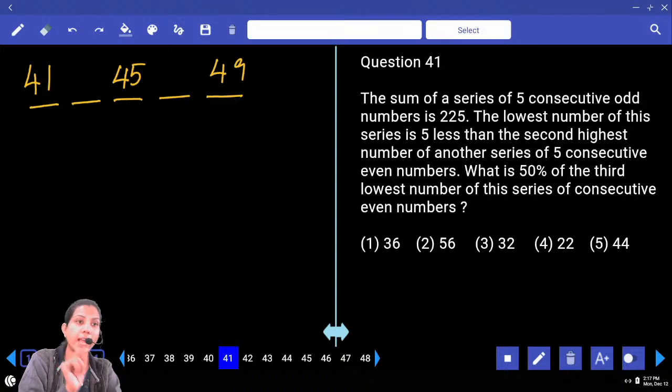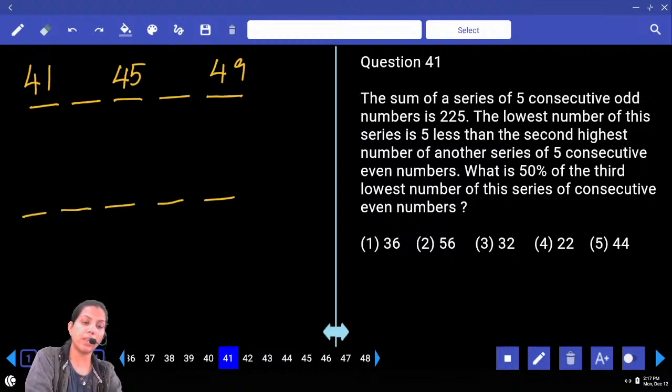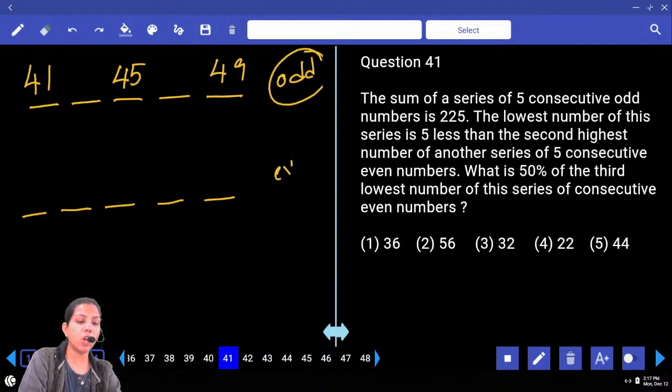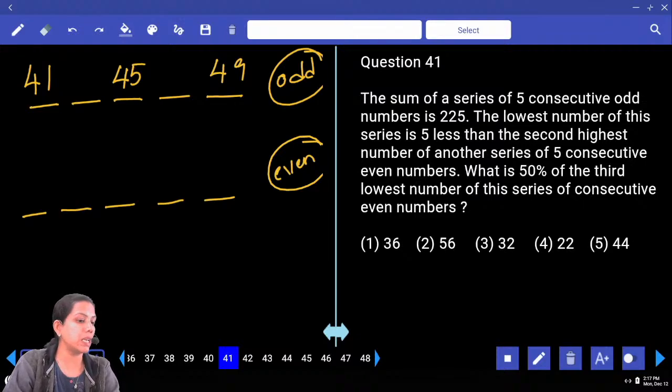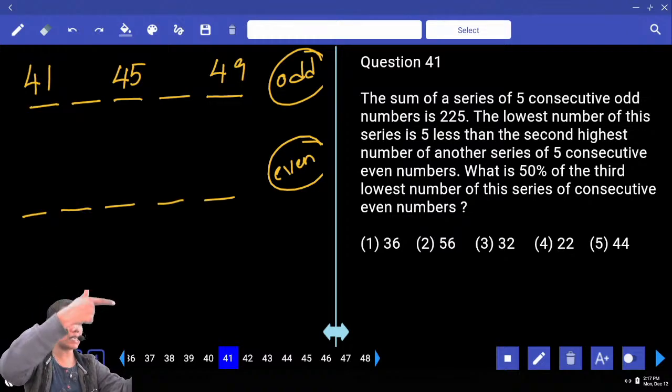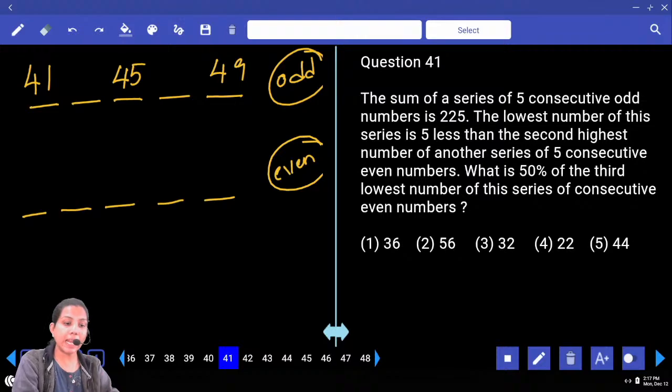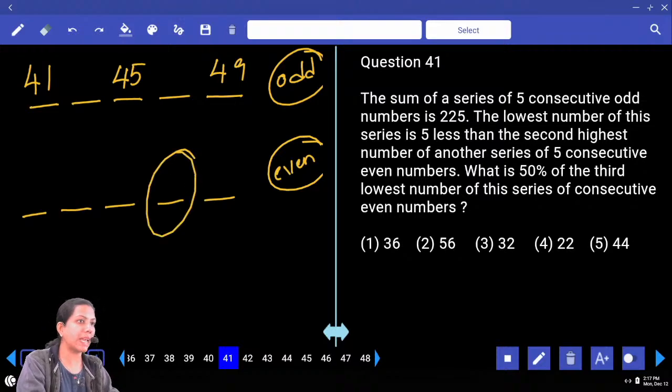41 is 5 less than the second highest number of another series of 5 consecutive even numbers. This is a 5 consecutive odd number series and this is a 5 consecutive even number series. So next, the lowest number of this series. What is the lowest number of the odd numbers? 41 is 5 less than the second highest number of this. 41 plus 5 or 41 minus 5?